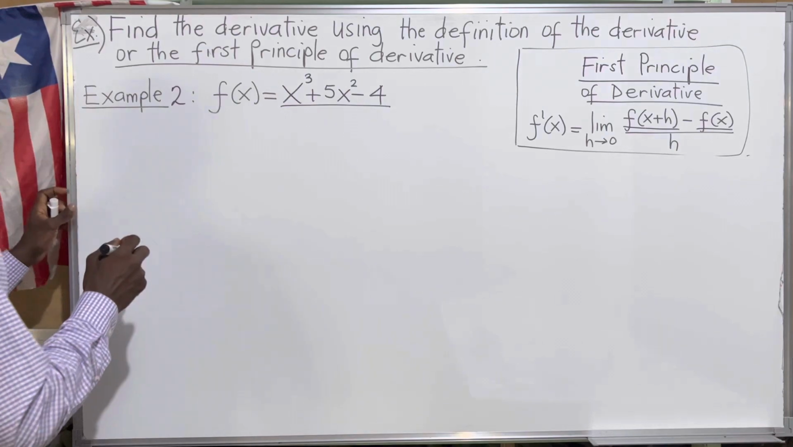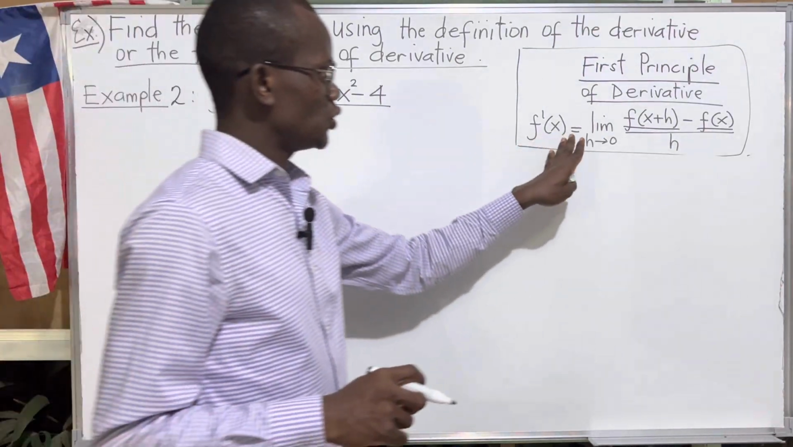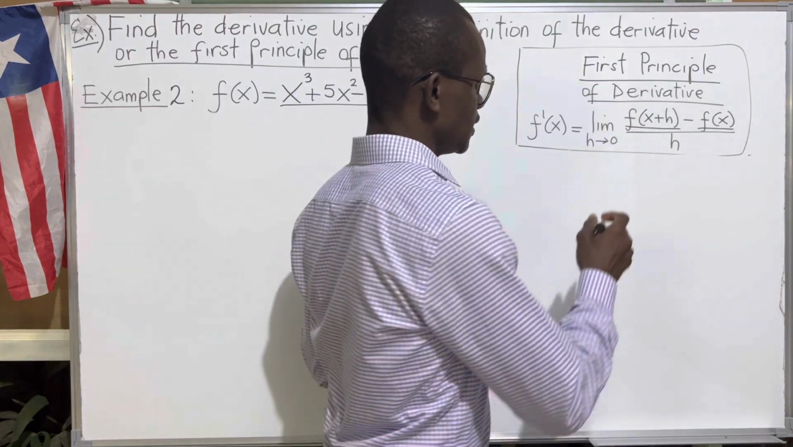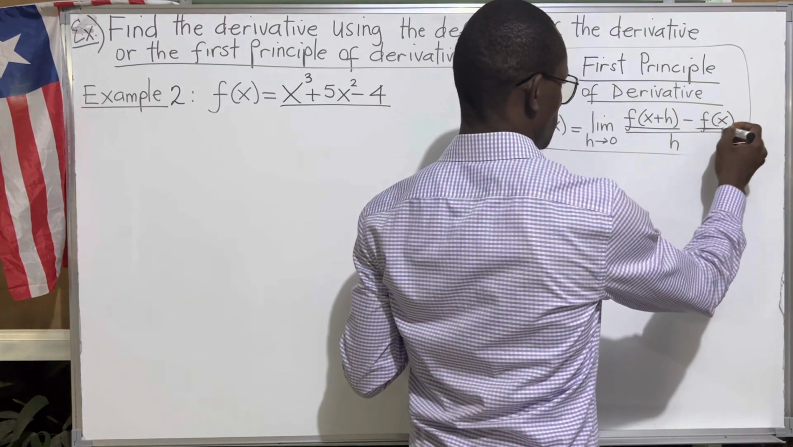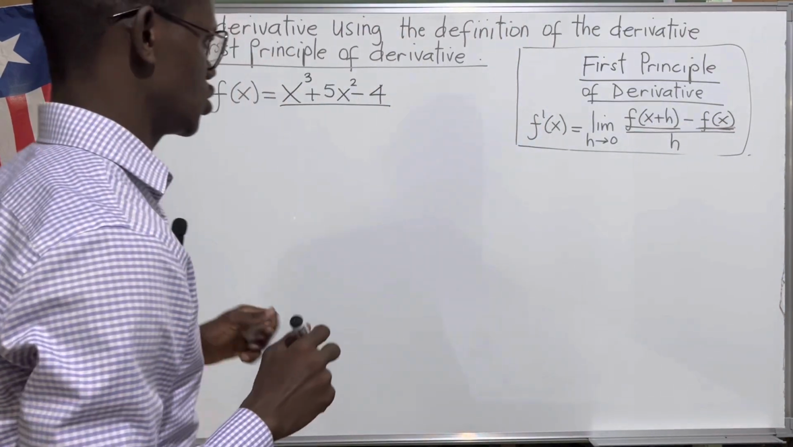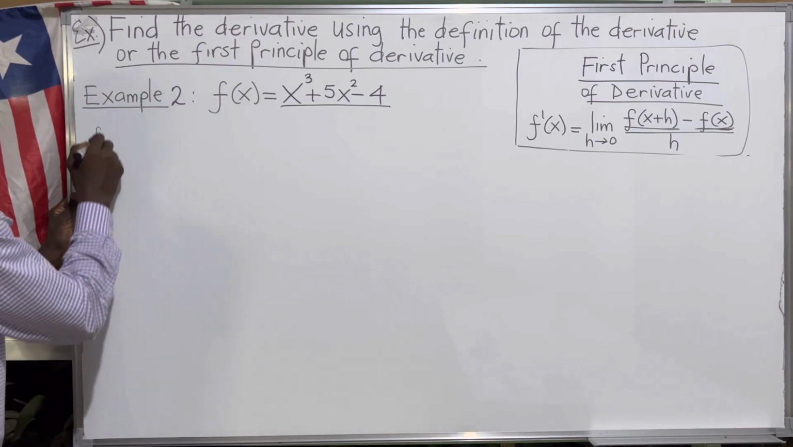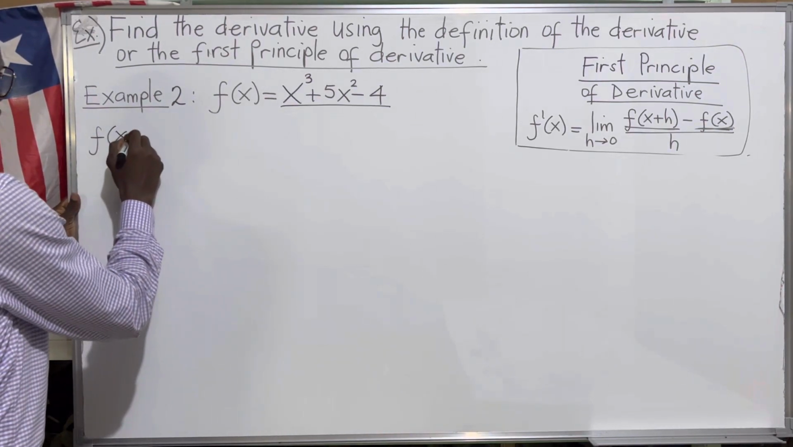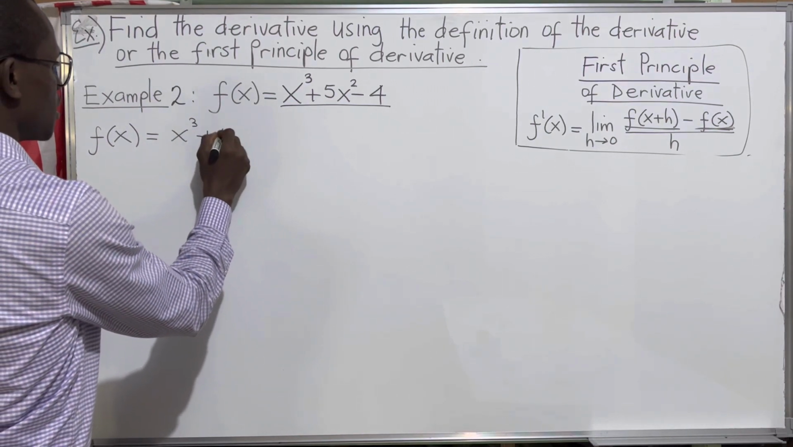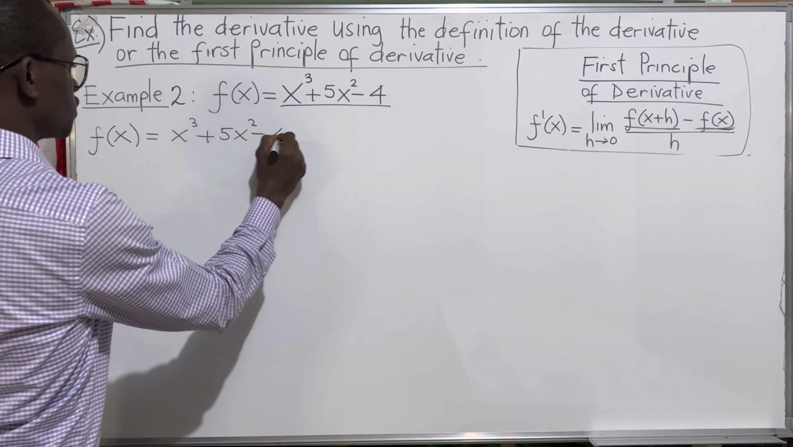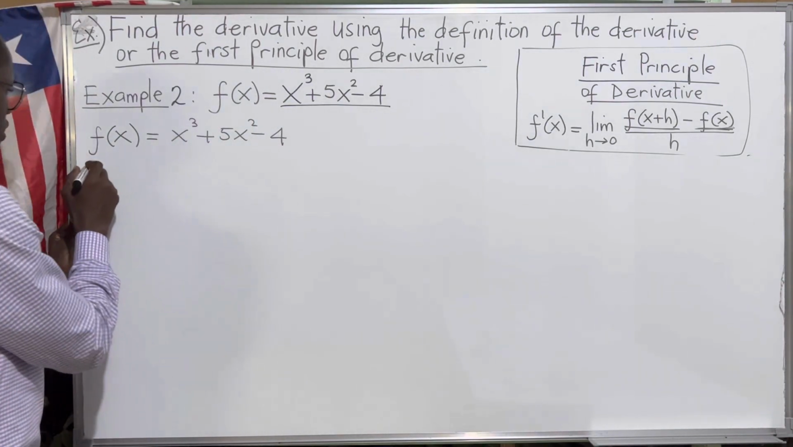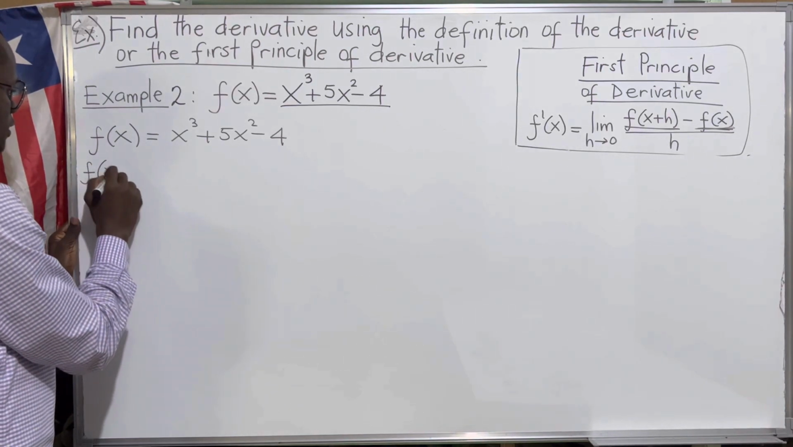So to start with, since we have to use the first principle of derivative, which is this formula, our target is to replace f of x and f of x plus h. So the first thing we know from the problem is that f of x is equal to x cubed plus 5x squared minus 4. This one was given to us. This is it, right? So the next thing we need to know is f of x plus h.